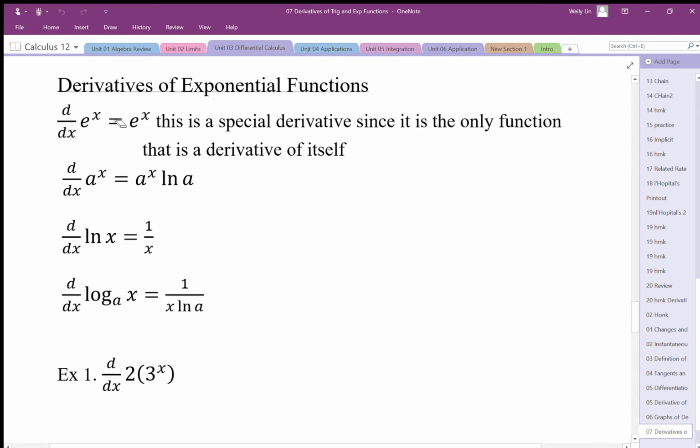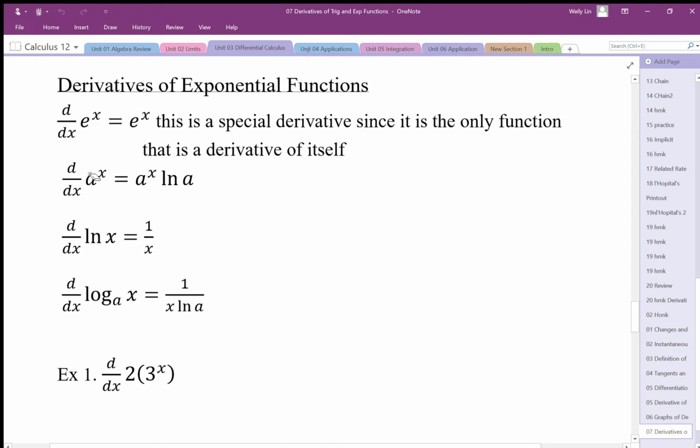differentiate it, it just happens to be itself. And this is the only function that does this. And in general, exponential functions tend to regenerate themselves. So the rate of change of an exponential function is equivalent to the y-coordinate of that exponential function. Okay, this is very unique.